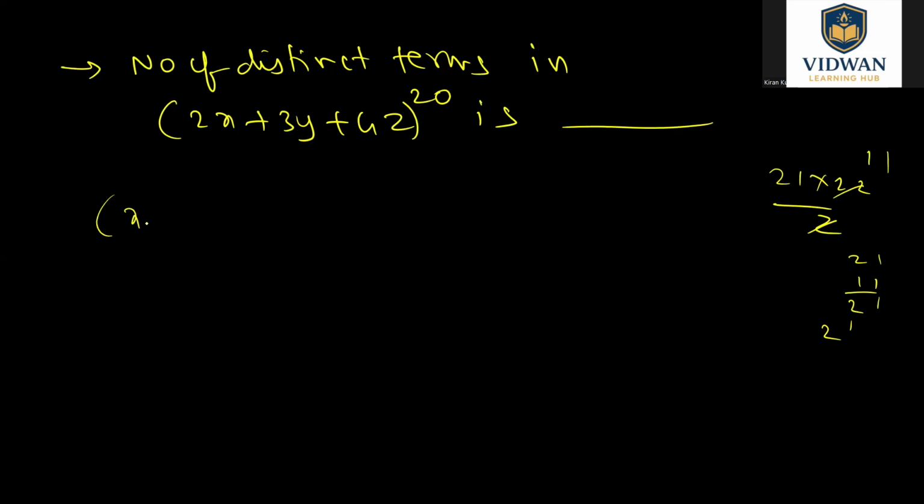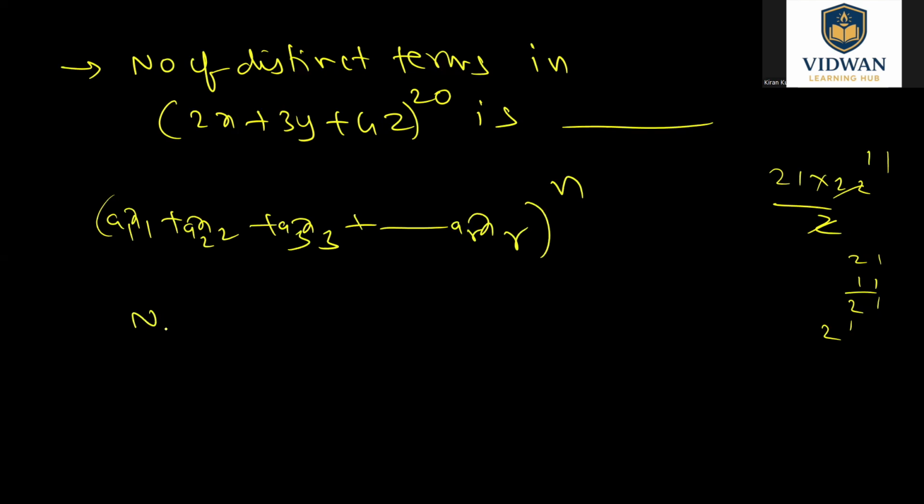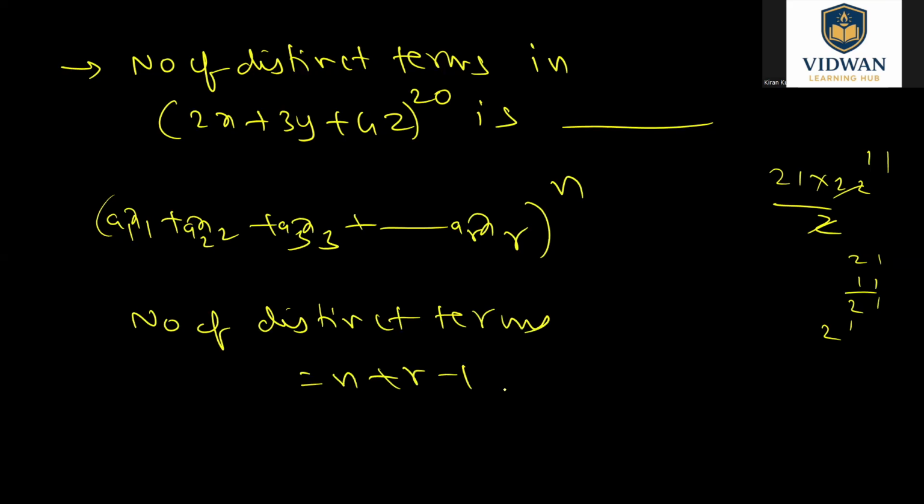Whenever you have (x1 plus x2 plus x3 up to xr) power n, you may have a coefficient before each, doesn't matter. You can have a1x1, a2x2, a3x3, up to arxr, where a1, a2, a3 are all numbers, power n. If you have to find the number of distinct terms for this type of problem with different variables, we can directly write the formula (n plus r minus 1)C(r minus 1), where r is the number of variables and n is the index. So in this case, take n as 20.